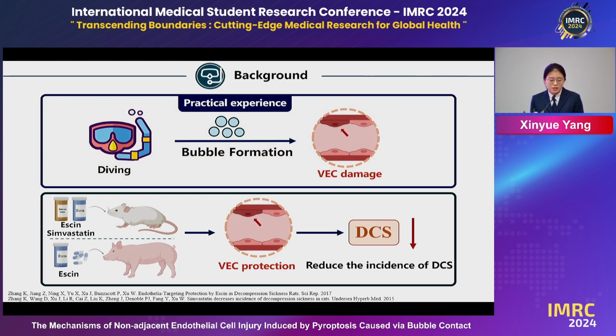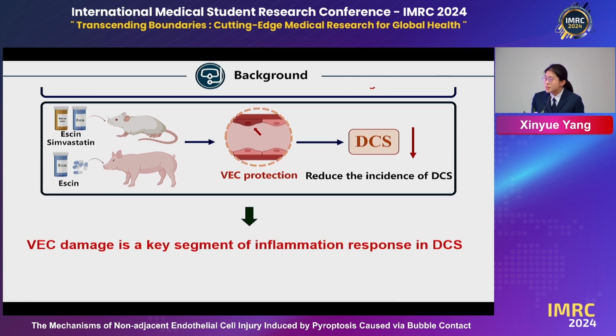In our previous research findings, VEC damage and a systemic inflammatory response were frequently detected after diving and in animals subjected to hyperbaric exposures. Based on our observations, we demonstrated that Acin and Simvastatin can reduce the incidence of DCS via VEC protection. These results suggest that VEC damage is a key segment of the inflammatory response in DCS.